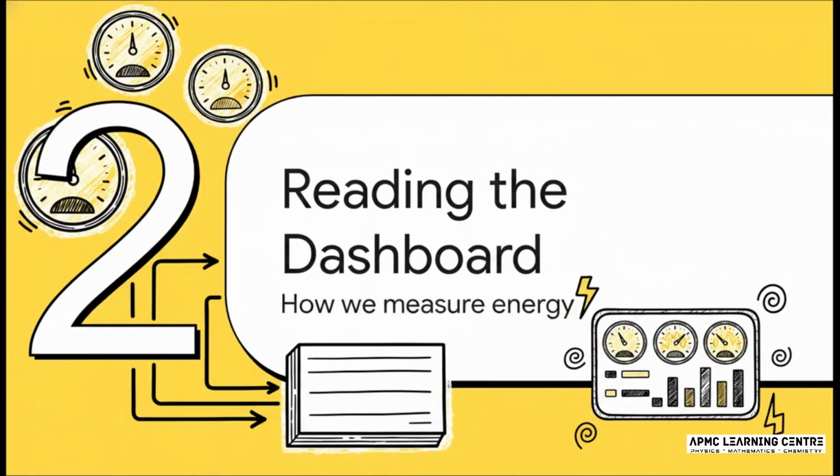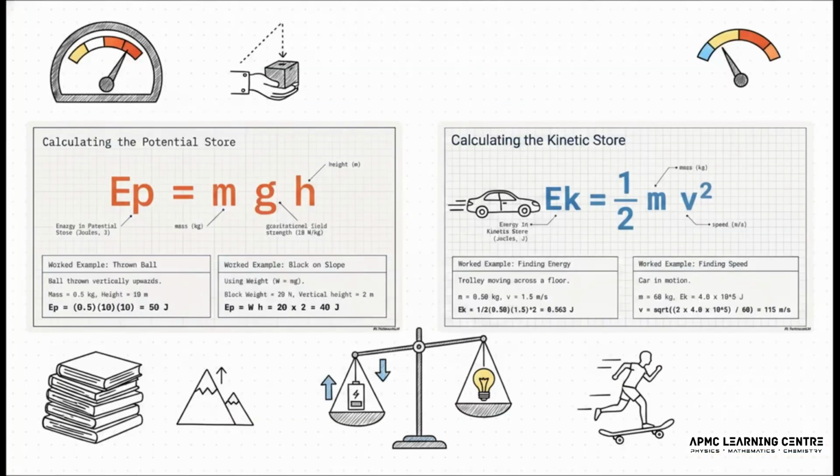Okay, so if these are accounts, how do we actually check the balance? We need some way to read them, right? What we need is an energy dashboard with some gauges to tell us exactly how much juice we're dealing with. And here they are, our two main gauges. For gravitational potential energy, the reading is based on its mass, gravity, and height. The higher you lift something, the more that needle on the gauge just climbs and climbs. And for kinetic energy, the motion gauge, its reading is 1/2 times the mass times the velocity squared.